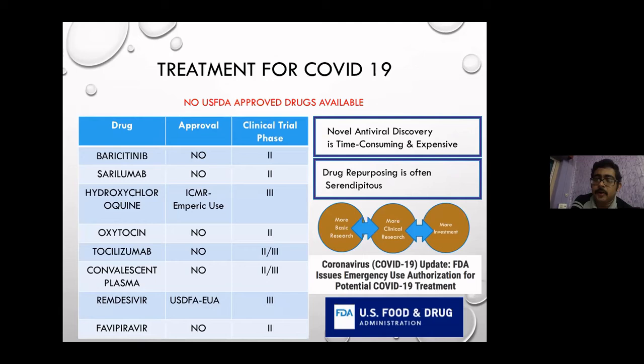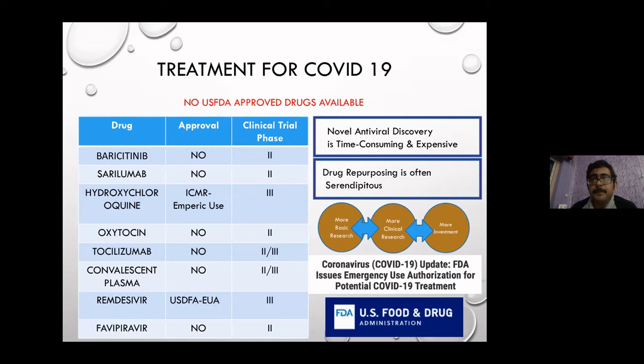But we need to mention that remdesivir is a drug which has received the emergency use authorization for the potential COVID-19 treatment. Now, again, we need to understand that this use of remdesivir is not for people who are at their home or treated at home. It is only under a medical practitioner and under treatment at hospitals.